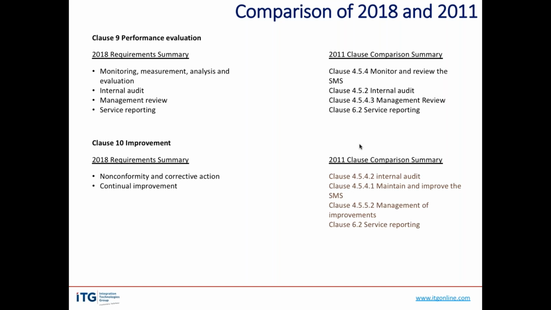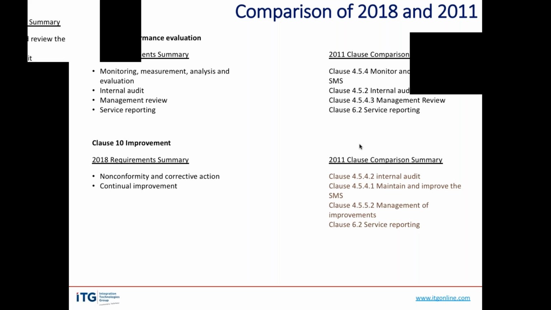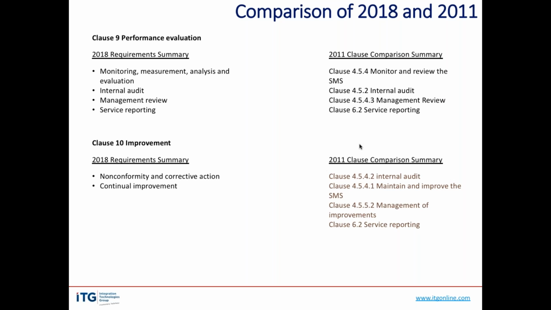Clause 9, this is the monitoring and measurement activity. This is the internal audit and the management review and the service reporting. So a lot of this from the old standard comes from clause 4 and clause 6 and has now been put into clause 9. And then clause 10, again, like the new standards for 9001 and 27, is where we're doing corrective action and the continual improvement activity. And like everything else we've been talking about to this point, the old standard had this sort of distributed across several clauses. Now it's really just coming back into one place.